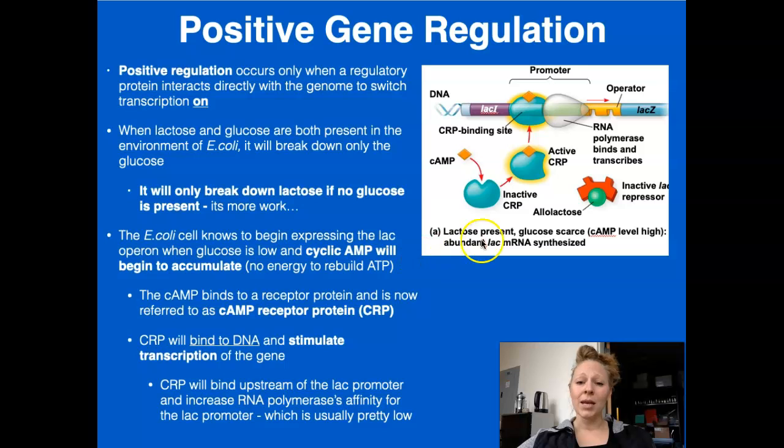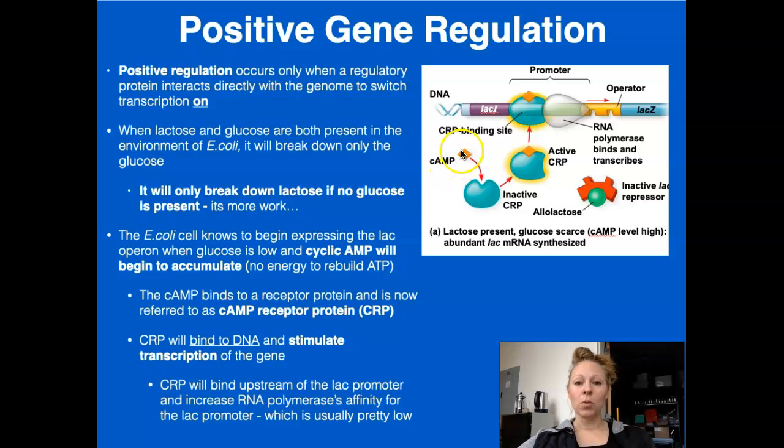However, when there's not a lot of glucose around, or if there's not any glucose around, the amount of cyclic AMP is going to build up. So remember, that's an ATP but minus two phosphate groups. That's going to build up if there's no glucose because cell respiration can't happen. And so the ATP is going to become less abundant, and the cAMP is going to become more abundant.